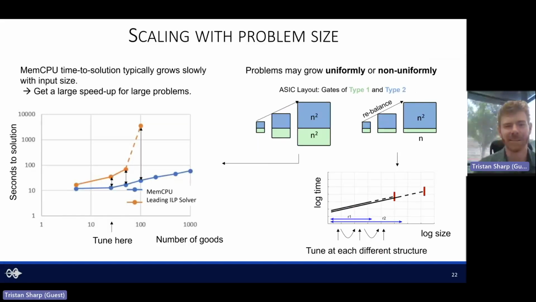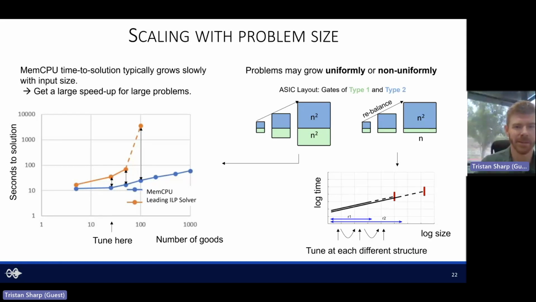Great. So now on the subject of scaling with problem size. There's a certain characteristic behavior that you typically see in these systems, which underlies a lot of our practical success. And you can see this, the MEMCPU time to solution typically grows slowly with the input size. And so just a matter of empirical observation that leads to a large speedup when you have large problems. And this is the nice case.